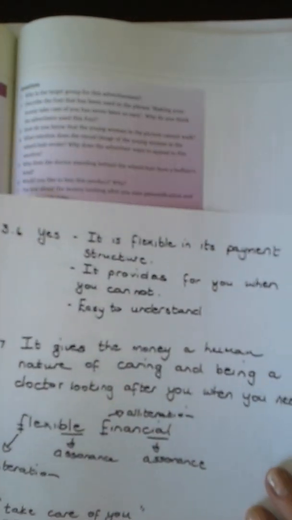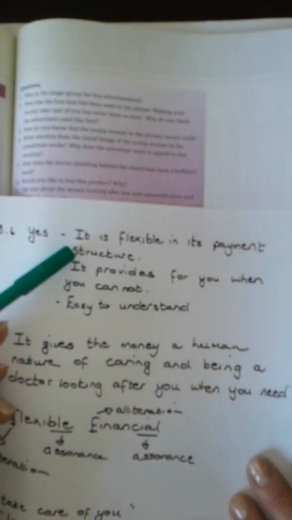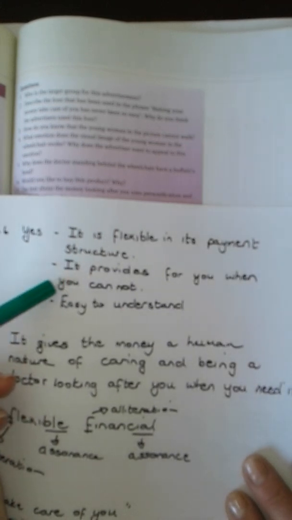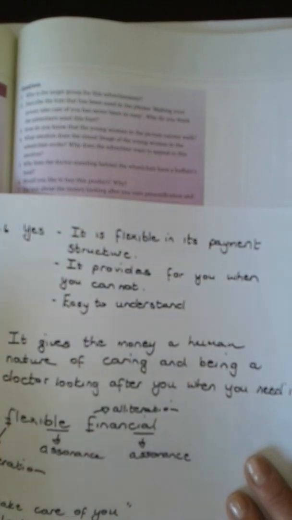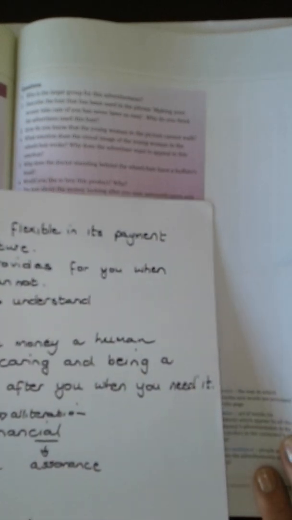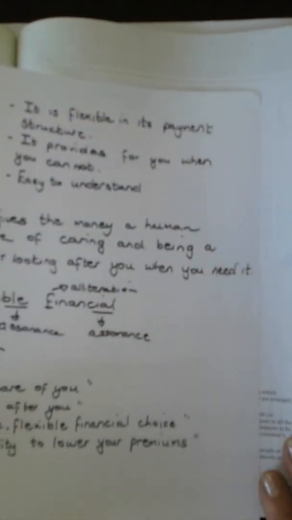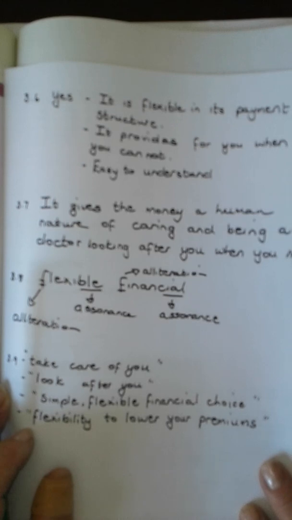Number 6, would you like to buy this product and why? Yes, because it is flexible in its payment structure. It provides for you when you cannot, and it is easy to understand what the policy entails. Number 7, the text about the money looking after you uses personification and a simile. Explain. It gives the money a human caring nature and the doctor looking after you when you need it. Okay.